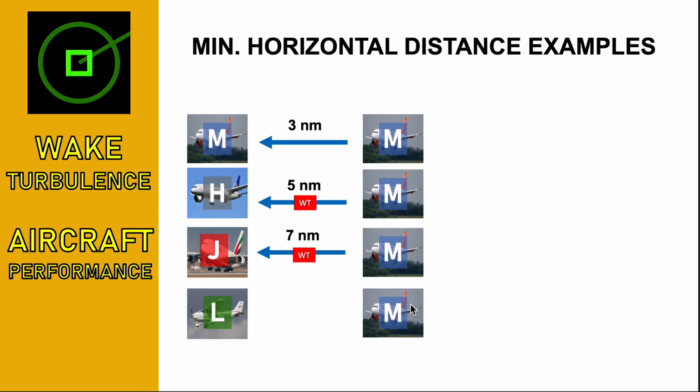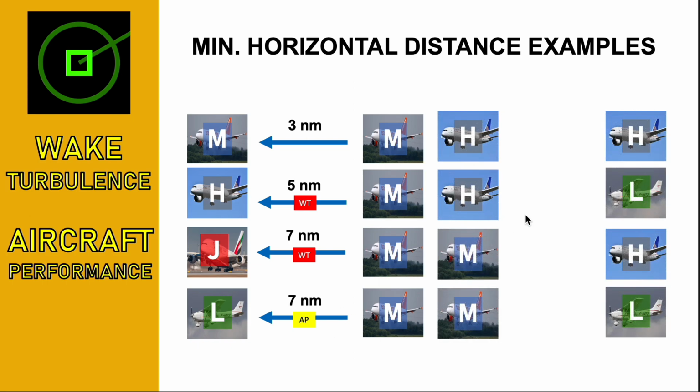And when we have medium traffic behind a light traffic, in this case, it is because of aircraft performance, remember, it's a heavier traffic behind a lighter traffic. So it's aircraft performance, and in this situation it is 7 nautical miles because it's a medium behind a light. Then we have these other situations.